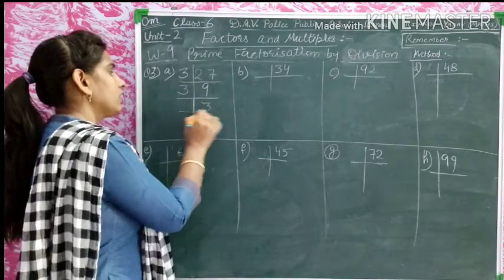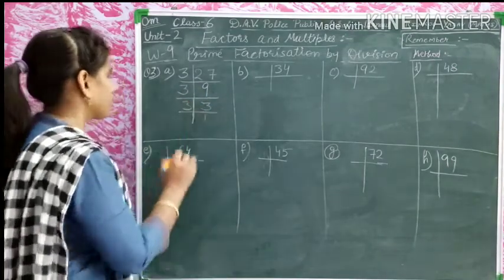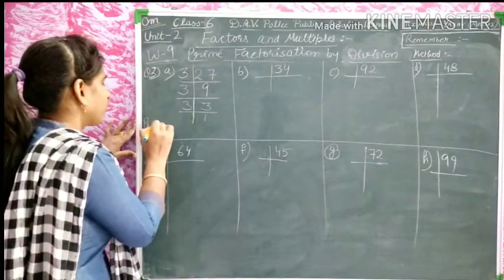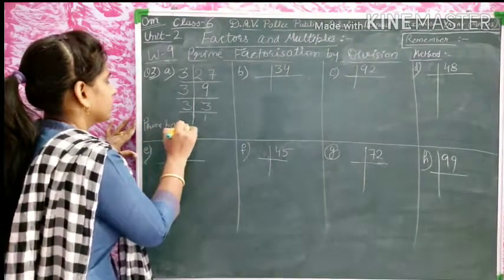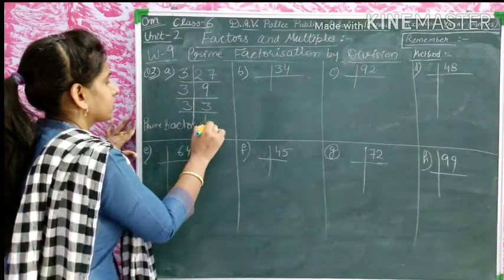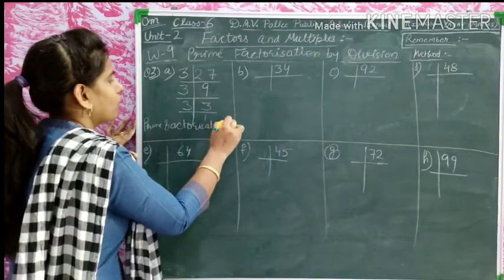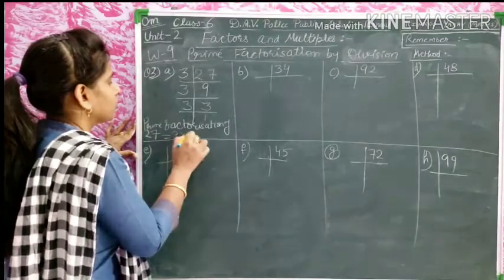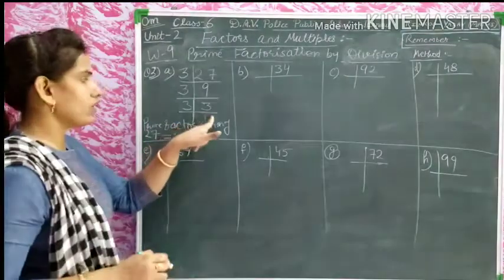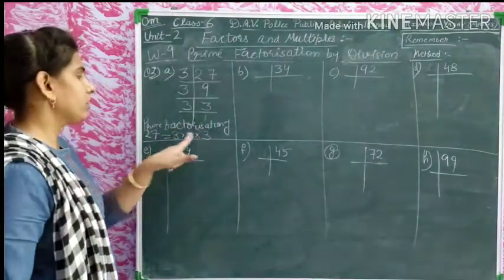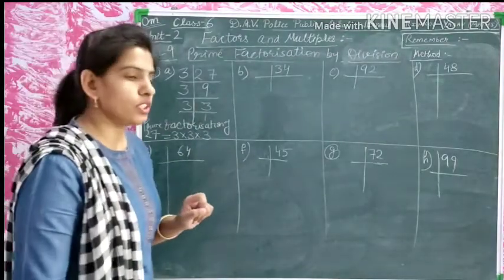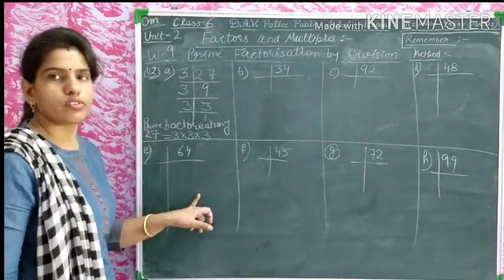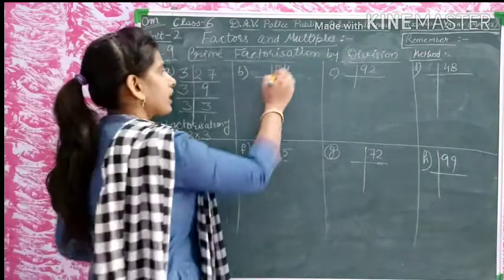3 3s are 9 and 3 1s are 3. So prime factorization of 27 is equal to 3 into 3 into 3. Until we get 1, we will solve it. 3 into 3 into 3 as the prime factors. Now we will go to the next.